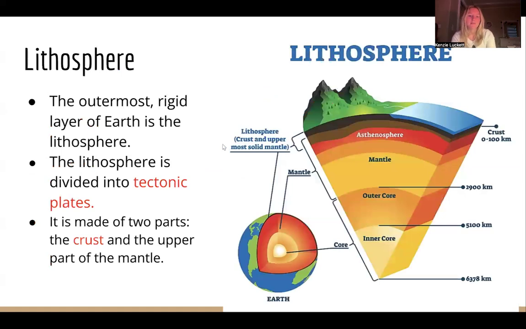All right, lithosphere. So this is our outermost rigid layer of the Earth. And the lithosphere is what is divided into tectonic plates. So there's two parts of the lithosphere, and it's made of the crust, and then it's also made up of the upper part of the mantle. So, it's actually two of the compositional layers that make up the lithosphere. So the upper mantle, which is here, and then the crust. So that's our lithosphere. And the most important thing here is that it's divided into tectonic plates.